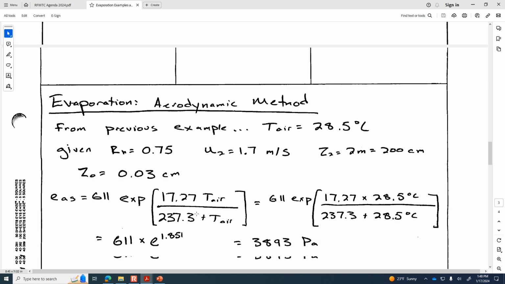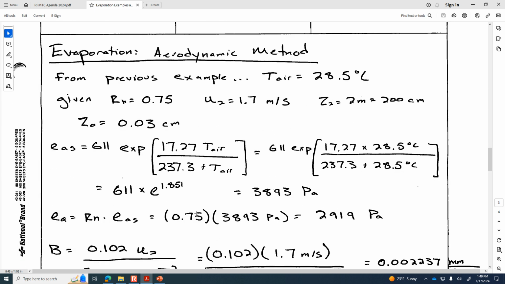So in this example, we have all of the same data from before. It's just we're using now things like the wind speed. So we were told in the example that the relative humidity is 75%, the wind speed is 1.7 meters per second, and we're measuring that wind speed 2 meters above the water surface, so 200 centimeters above the water surface, where the waves are 0.3 centimeters. So it's relatively calm. The water roughness height is 0.03 centimeters.